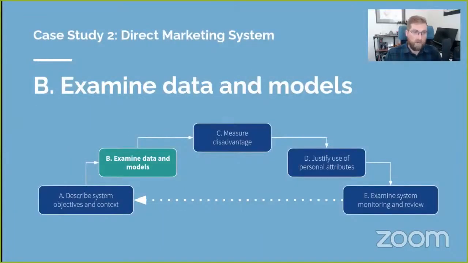Okay, so now we move on to part B. Part B of the methodology asks us to examine the data and models used by the system. This is to help assessors spot potential issues that don't show up in standard fairness measures, like label bias, for instance, and also to gain some clues about the sources of any systematic disadvantage that the system may demonstrate.